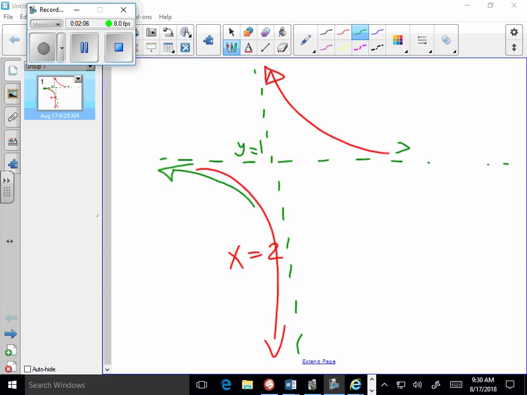These are telling me about a vertical asymptote. These are telling me about a horizontal asymptote. Remember, horizontal asymptote is always at the extremes in our domain. Negative infinity, positive infinity. Where's the function headed?